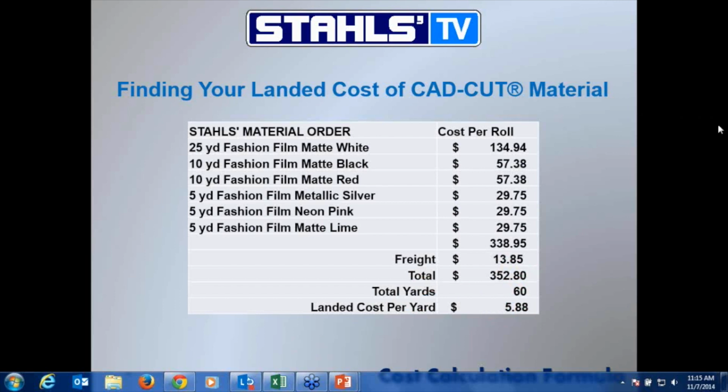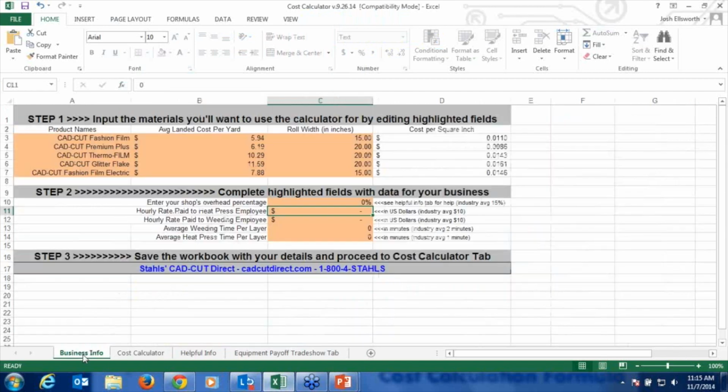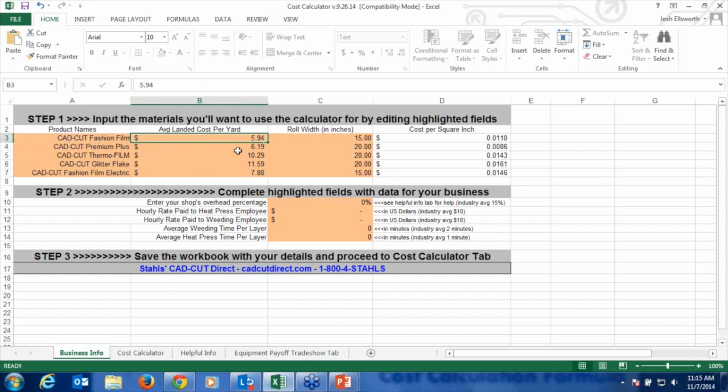So what I want you to do with that number, after you figure out what your average cost per yard is, is go over to the cost calculator that you'll get. And under the business info, you have the opportunity to type in the specific products that you order. Obviously, it's pre-populated with Stahls materials, and we prefer you order ours. We have good advantages there. But whatever material it is, you can type it in for up to 5 materials that you use in your business typically, and you can type in the average landed cost per yard.